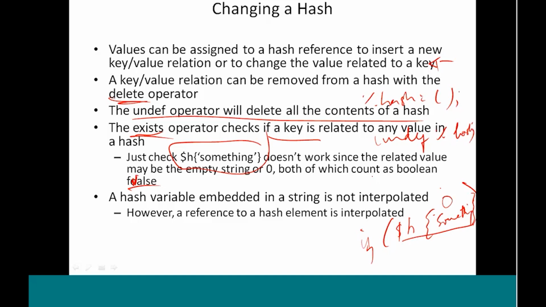So don't do this. Instead, use the exists function to check whether it really exists or not. And the exists function, if it is a 0, it still returns a true value, and it returns false only if such an object does not exist in the hash array. And then the hash variable embedded in a string is not interpolated. This is another key concept.